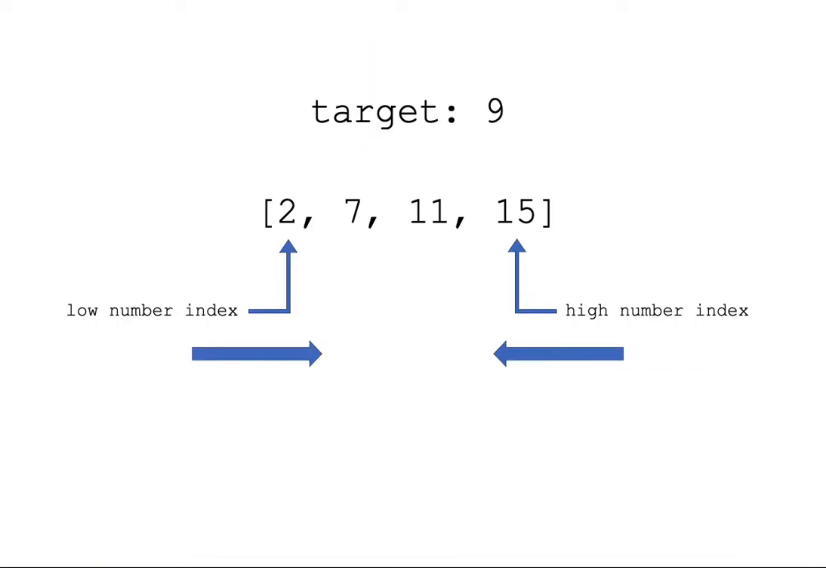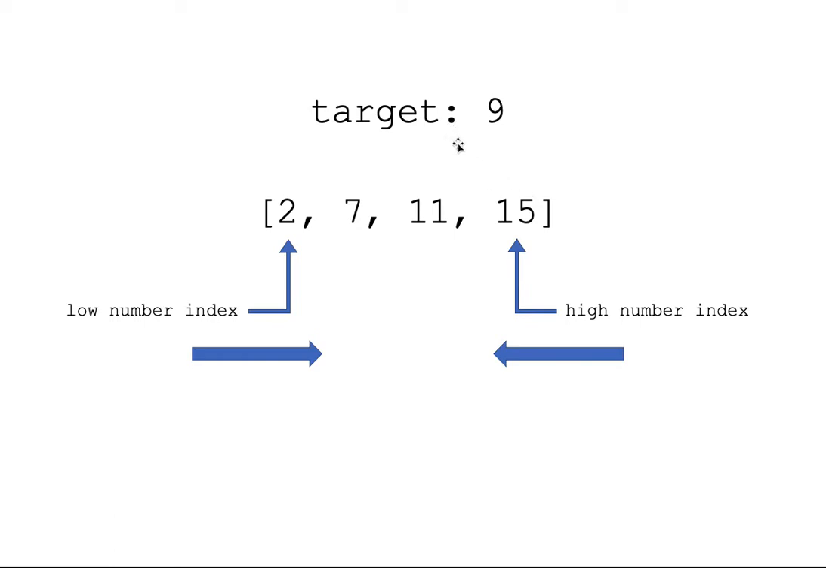More specifically, the idea is to use two indices. Initially, there will be a low index pointing to the lowest number, which in this example will point to 2. And then there will be another high index pointing to the highest number, which in this example will point to 15. And then we want to see if the two numbers they point to sum up to be exactly the target.